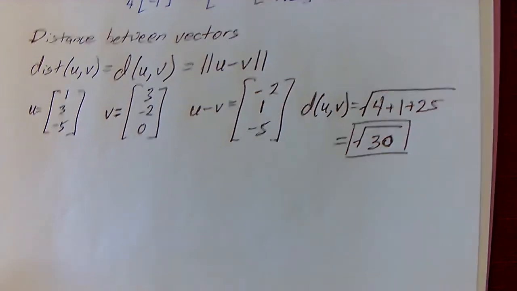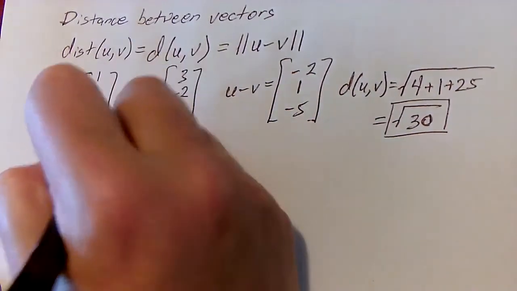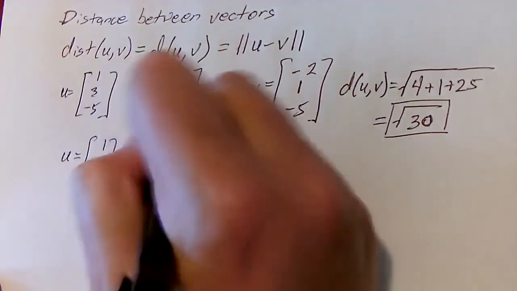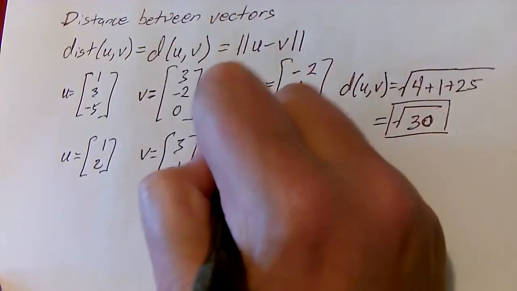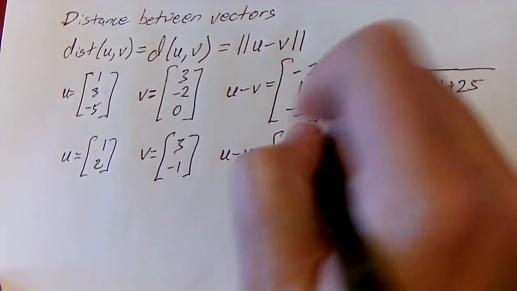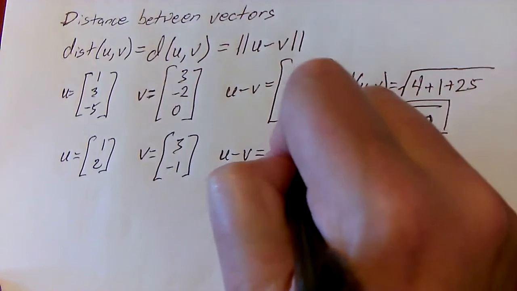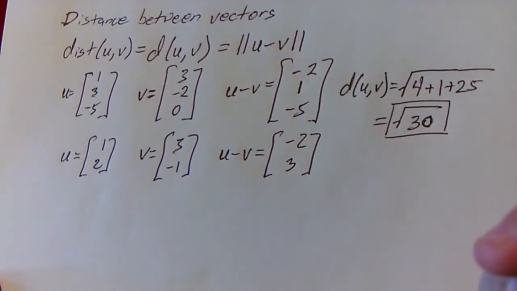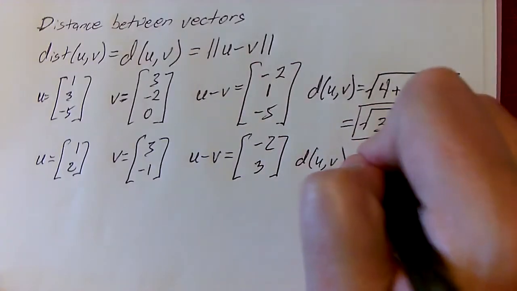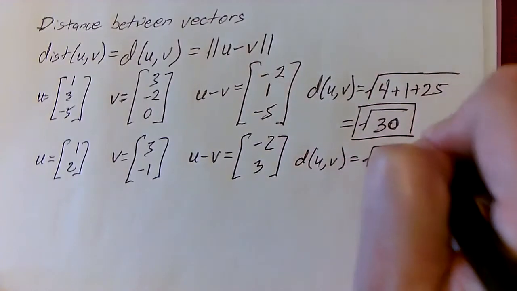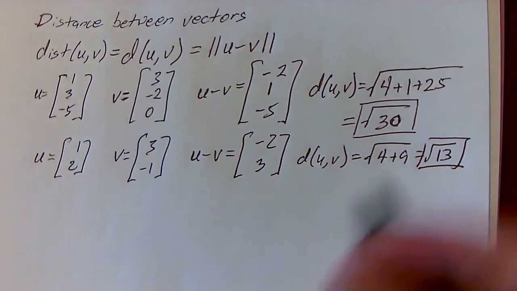And we could do that for any vector you like. So let's do just 2 by 2 here. So I've got 1, 2, and then my vector v here will be 3 and negative 1. So u minus v then would be 1 minus 3, which is negative 2. 2 minus a negative 1, be careful. It's minus a negative 1, so we're really adding. So 2, negative 3. And then the distance between them would be 2 squared is 4, 3 squared is 9. So it's the square root of 13 for that distance.